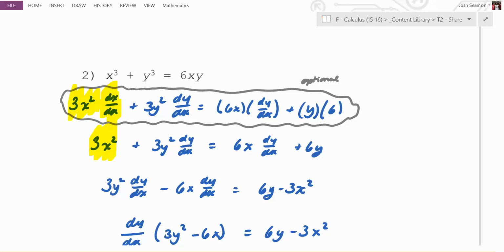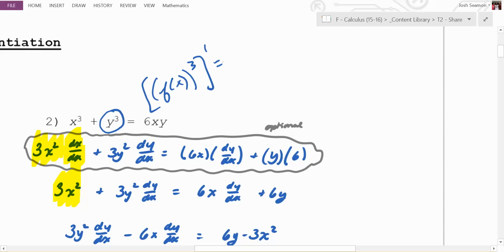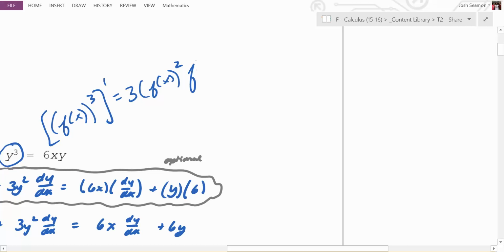What do you have to do here, though? What do you have to do for y cubed? That's the same thing as f of x cubed. So when you take the derivative of that, like this, what do you drop to the front? 3. And then what does the power become? Becomes 2, but then you have to use the chain rule and multiply by the derivative.